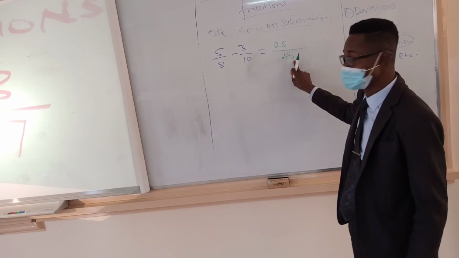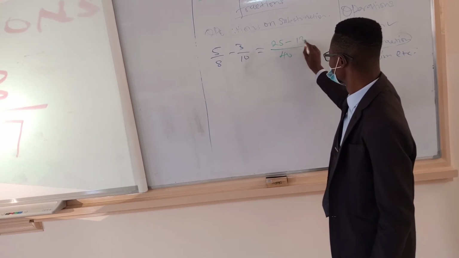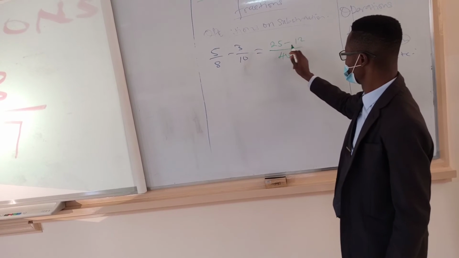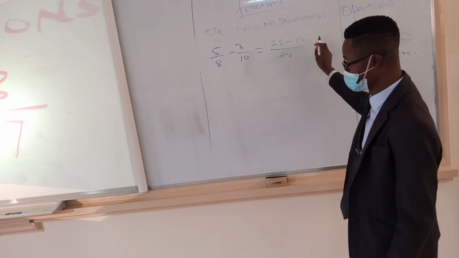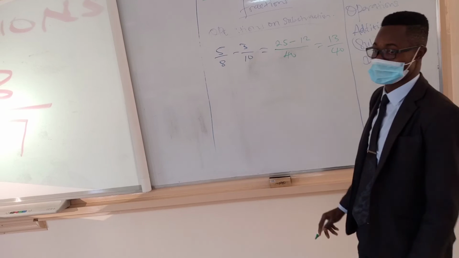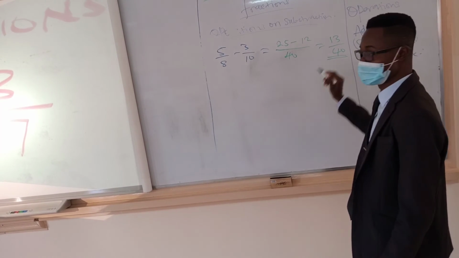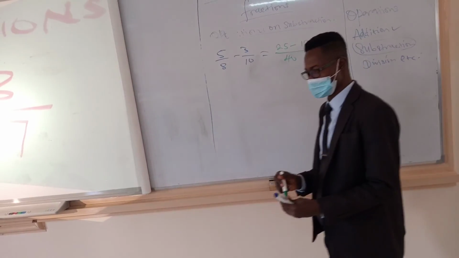4. 4 multiplied by this? 12. So you have minus 12. So 25 minus 12 will give you 13 out of 40. So our answer will be 13 out of 40. And that is exactly what we are supposed to do.